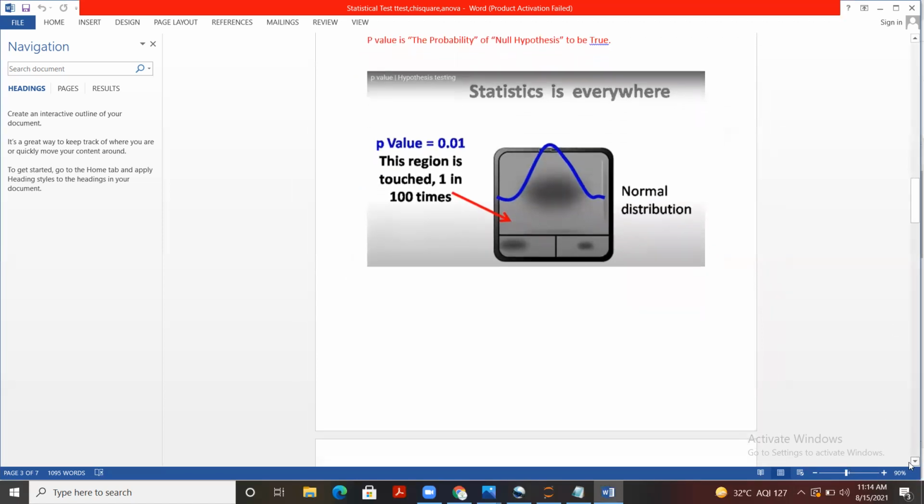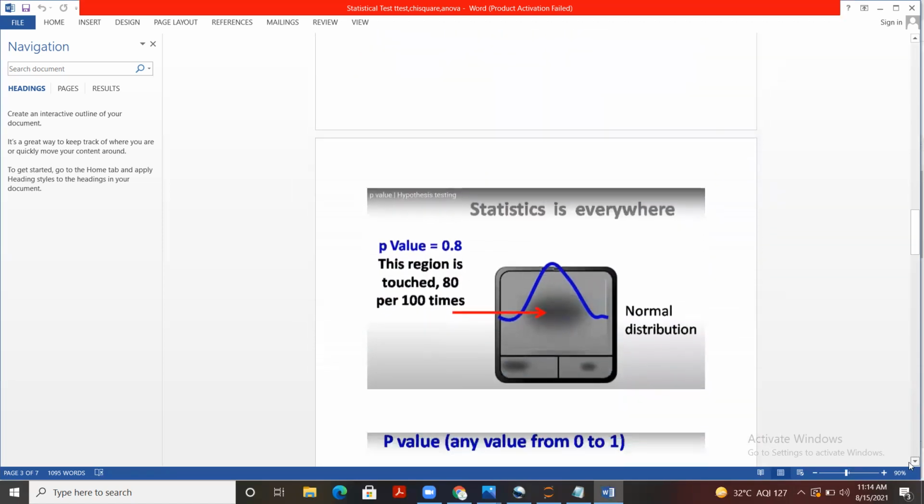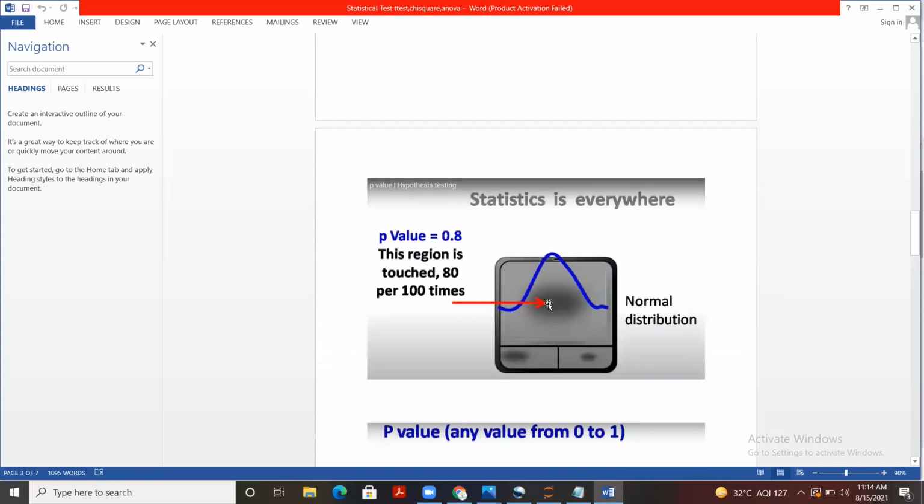In case you select this area, the p-value for this area would be 0.8, because out of 100 times we touch it almost 80 times. So the probability of touching this area is 80 out of 100, so the p-value would be 0.8 if it follows a normal distribution.